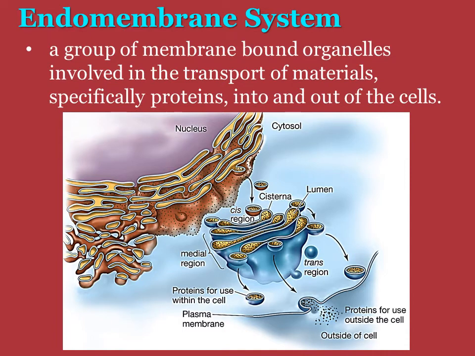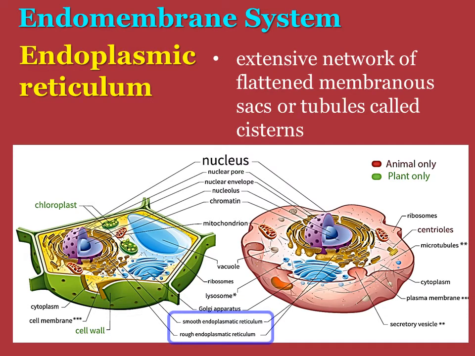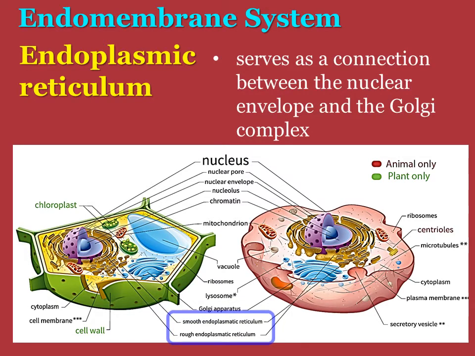The endomembrane system is a group of membrane-bound organelles involved in the transport of materials, specifically proteins, into and out of the cells. Proteins synthesized by ribosomes enter the endoplasmic reticulum. The endoplasmic reticulum is composed of an extensive network of flattened membranous sacs or tubules called cisternae. It serves as a connection between the nuclear envelope and the Golgi complex.